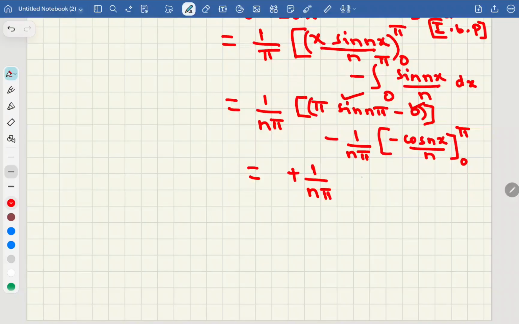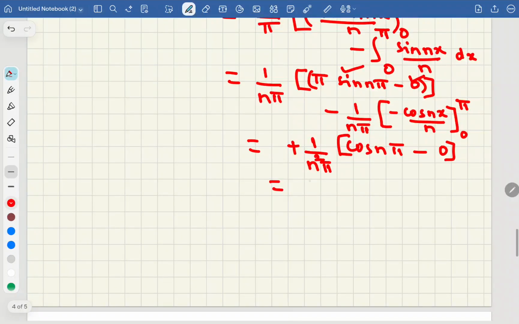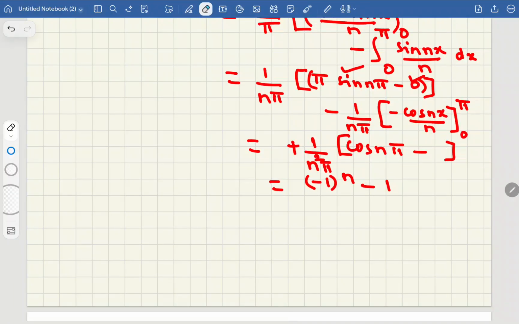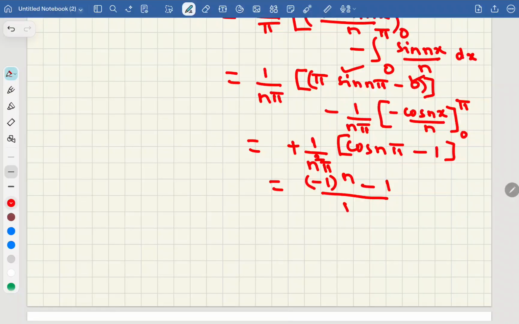minus of minus plus, n into n square. Remaining, upper limit cos n pi, lower limit 0, cos n pi minus cos 0. The value is minus 1 power n minus, cos 0 is 1, divided by n square pi.